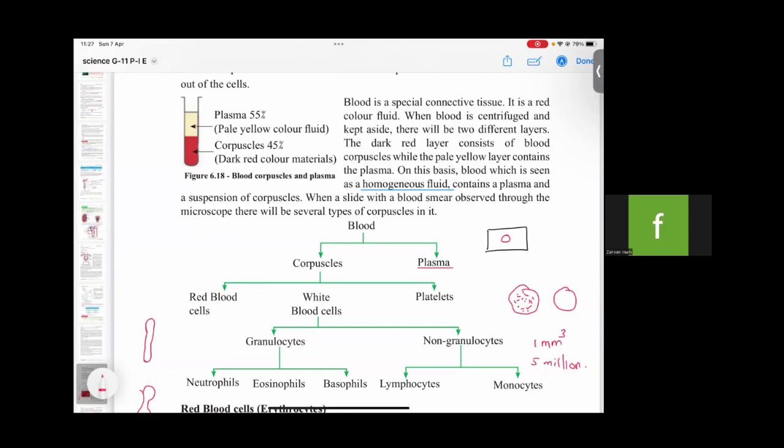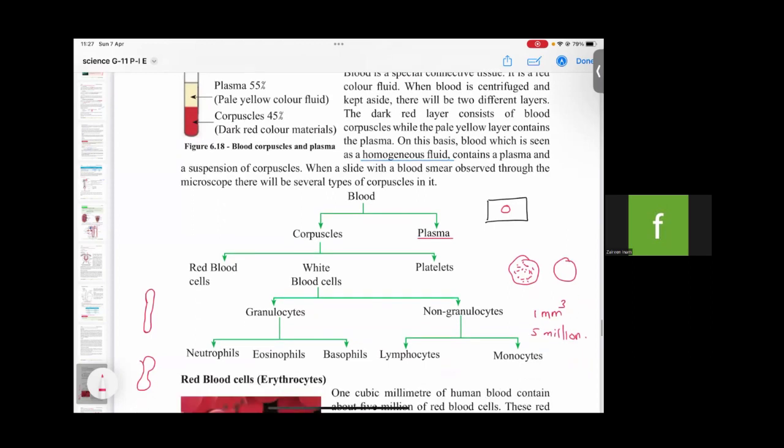The plasma is always more than the corpuscles. You should remember that. And you know, plasma will have so many components. All the corpuscles will be in the plasma. So when you see a slide, you can see so many corpuscles in the plasma.